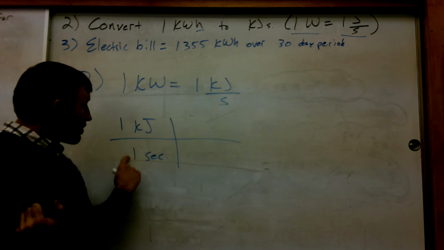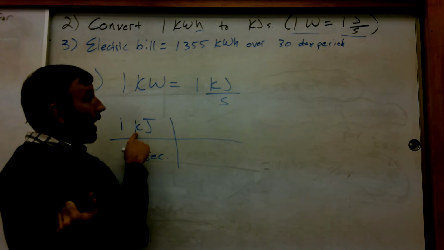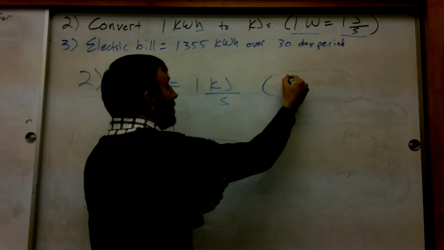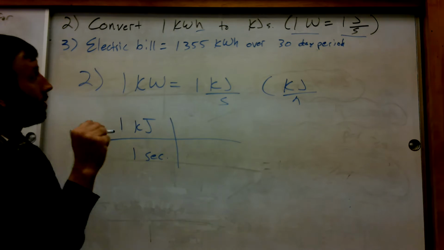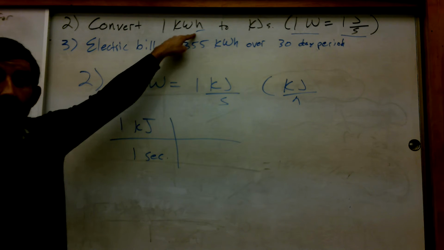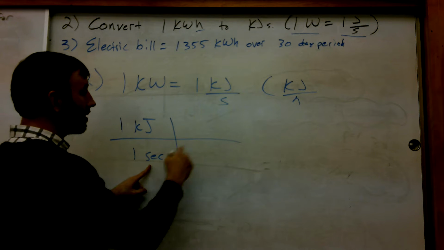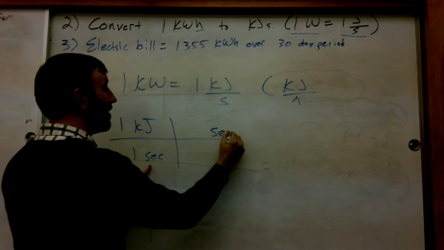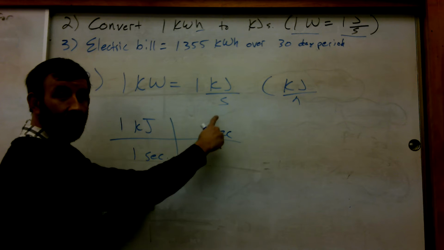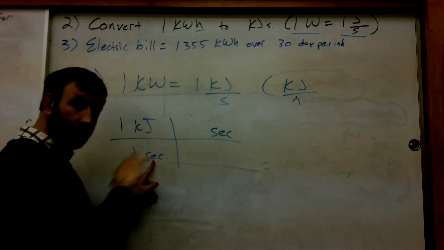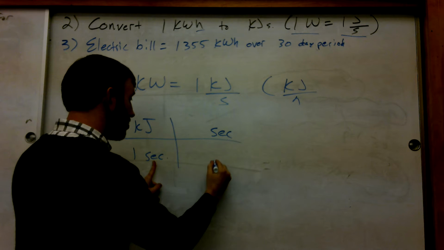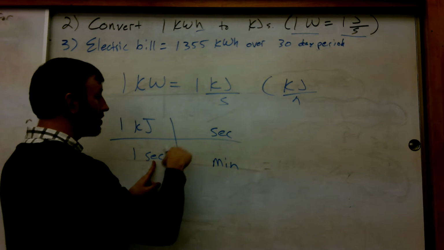So 1 kilojoule per second, kilojoules is on top, right? Again, this is essentially how I want to get my answer, kilojoules per hour, because of the hour sign there. To cancel out seconds, I'm going to have to put it on the opposite side of this line. To cancel units, if you get the same unit on top and bottom of a fraction, we can cancel them. So what we're going to do is convert seconds into minutes.